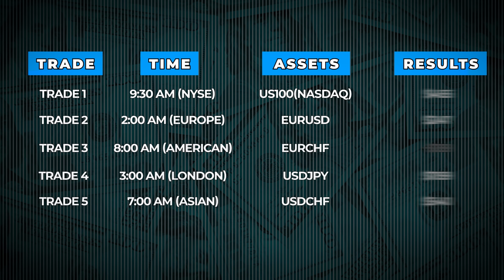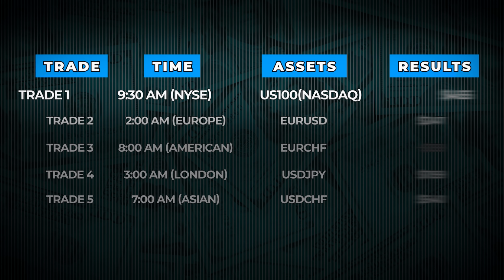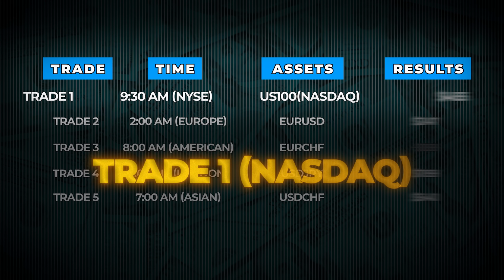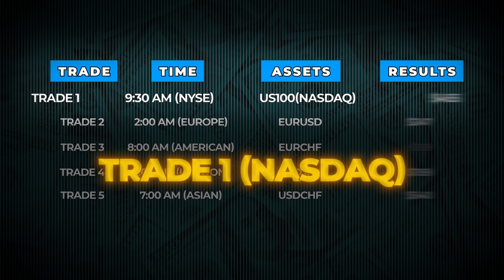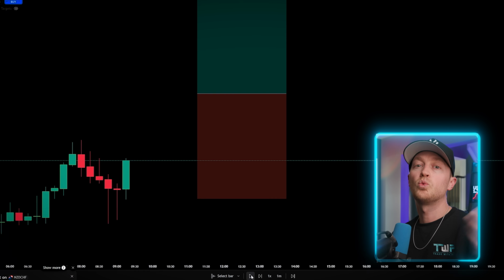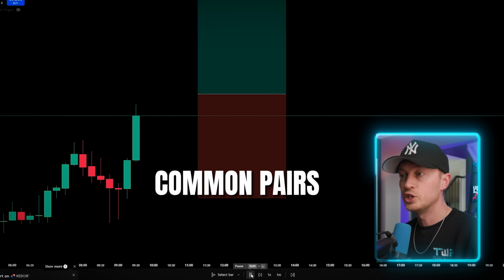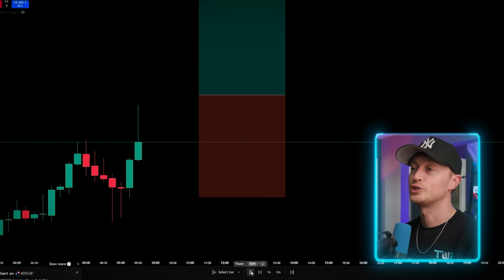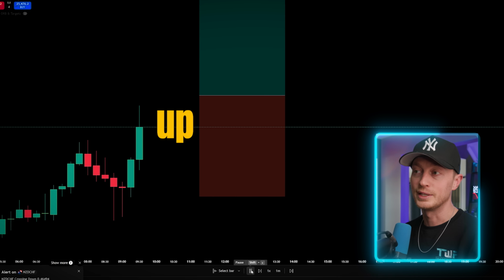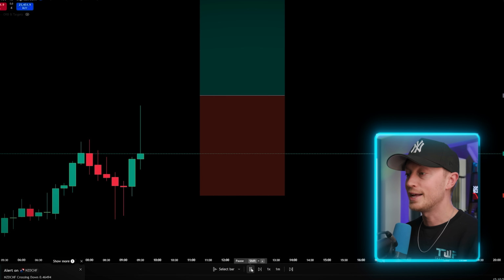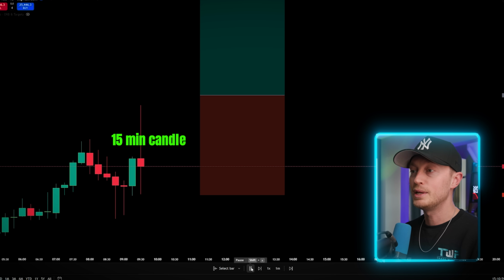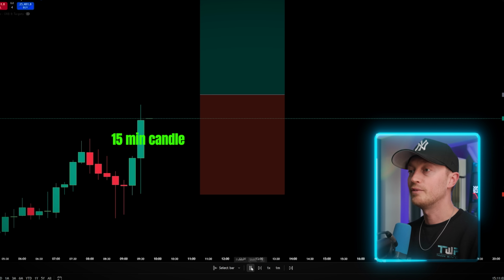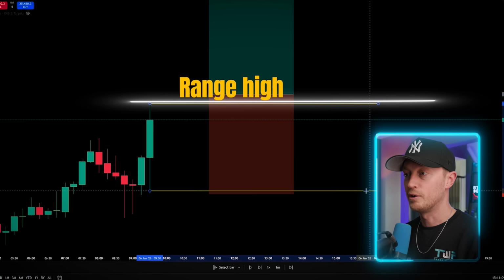Let's get started. Now let's start the easiest scalping strategy I trade daily with trade 1, a NASDAQ trade at 9:30 a.m. Eastern. This is one of the most common pairs and one of the most common times to trade the strategy, so we might as well start right here. The candle is moving up, the candle is moving down, and then at some point, this 15-minute candle is going to close, giving us our range high and our range low.